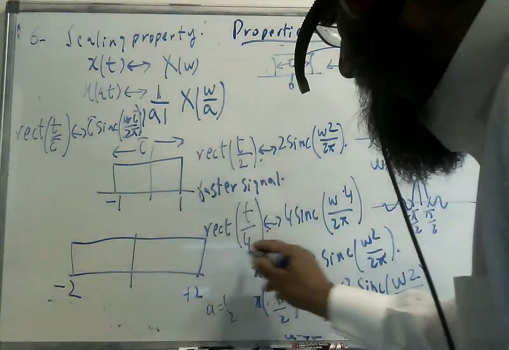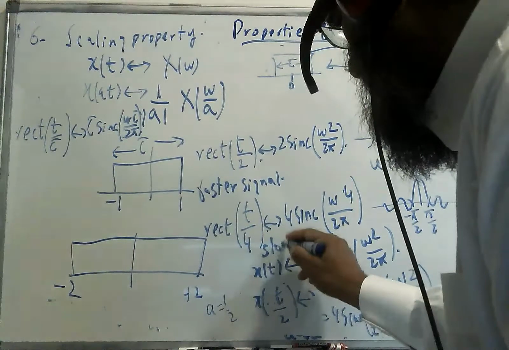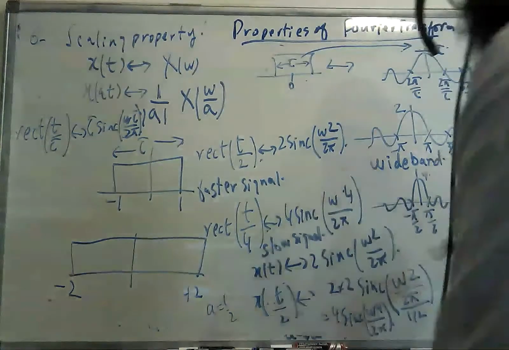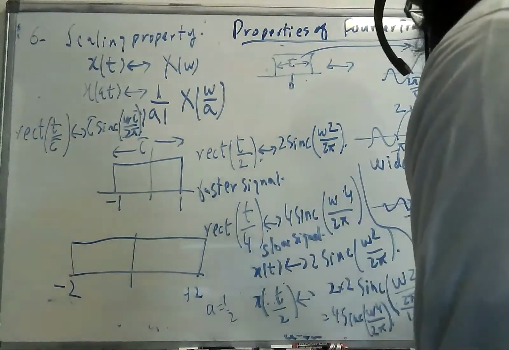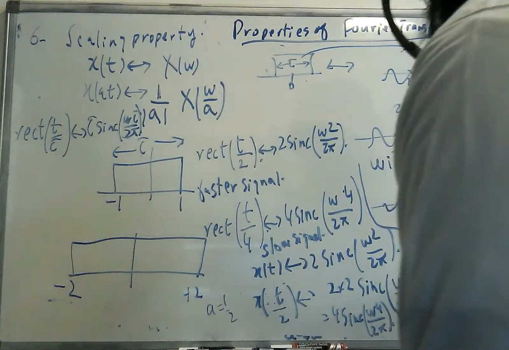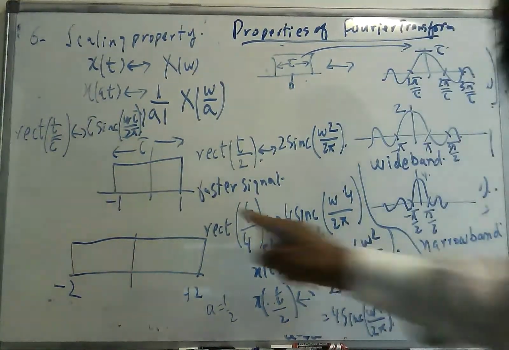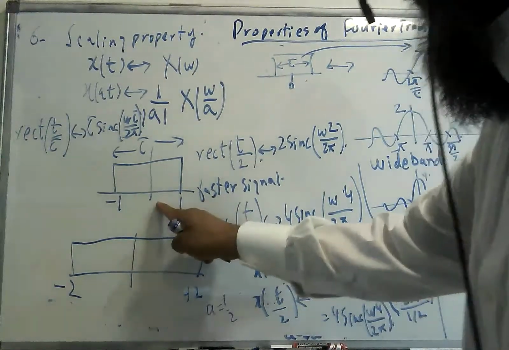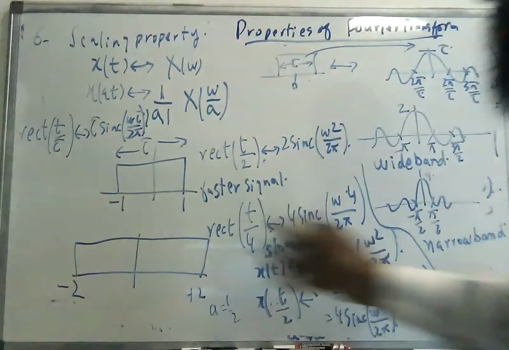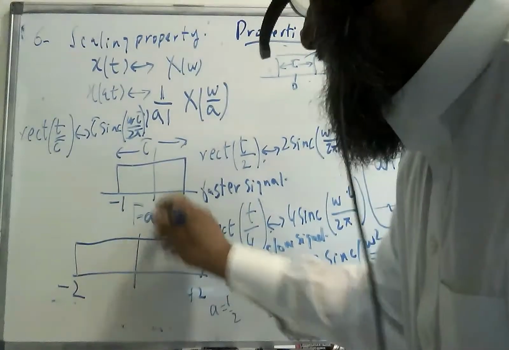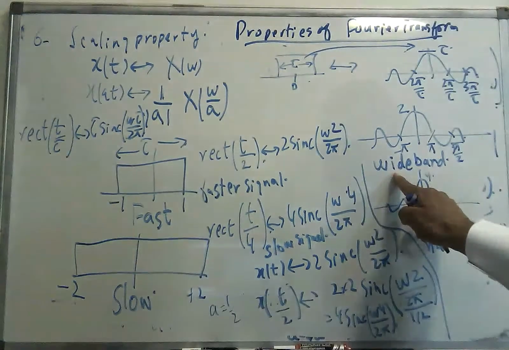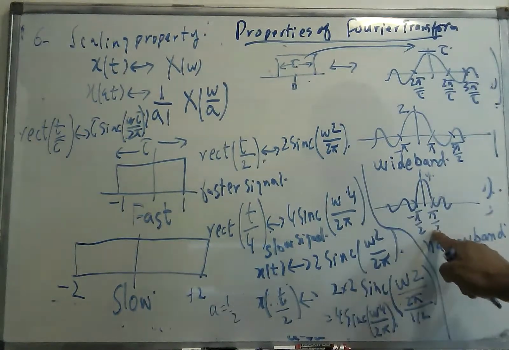If I have a slow signal, then I have narrow band in frequency. Narrow band. So faster signal, wide band. Slow signal, narrow band. Fast, slow. Wide in frequency, narrow in frequency.